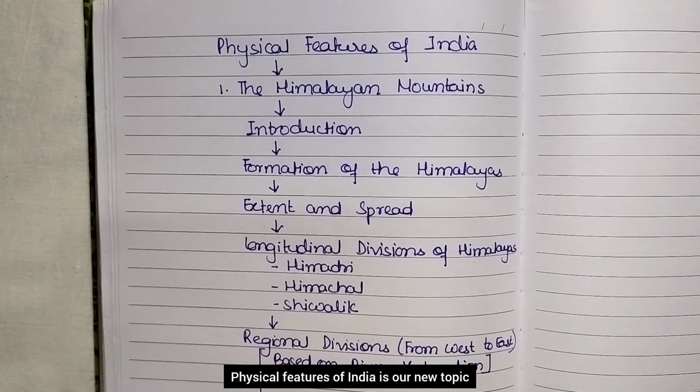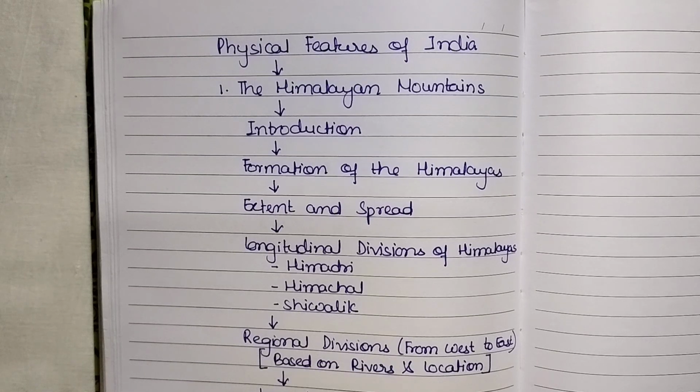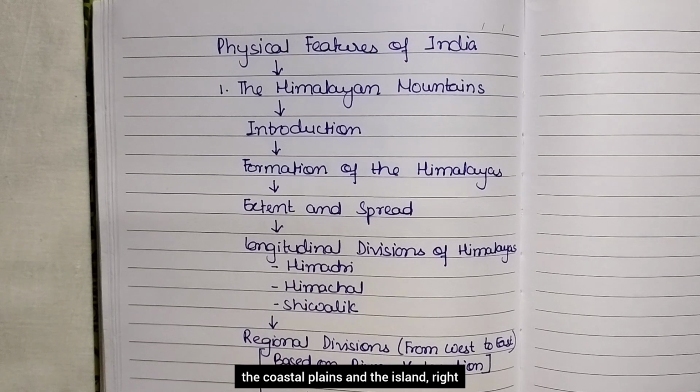Physical features of India is our new topic that we are going to cover today. As we know, the physical features of India can be grouped under 5 divisions, that is the Himalayan mountains, the northern plains, the peninsular plateau, the Indian desert, the coastal plains and the island, right? So we have seen there are 6 group divisions. So the first one is the Himalayan mountains that we are going to cover today.